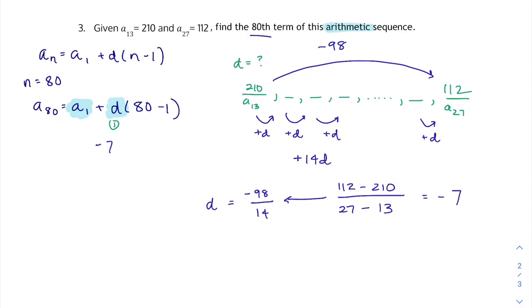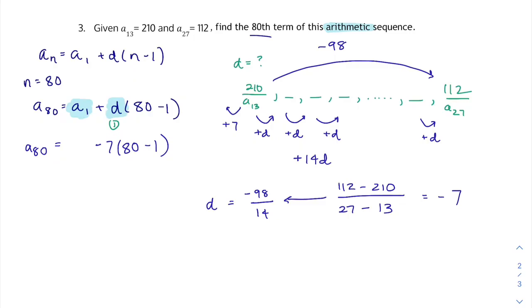We know our common difference is negative 7, but now we still need A1 to be able to find the 80th term. So I'm just going to work backwards. I could technically just add 7 a bunch in my calculator, but that's very painful. We don't want to do that. We want to use the formula.